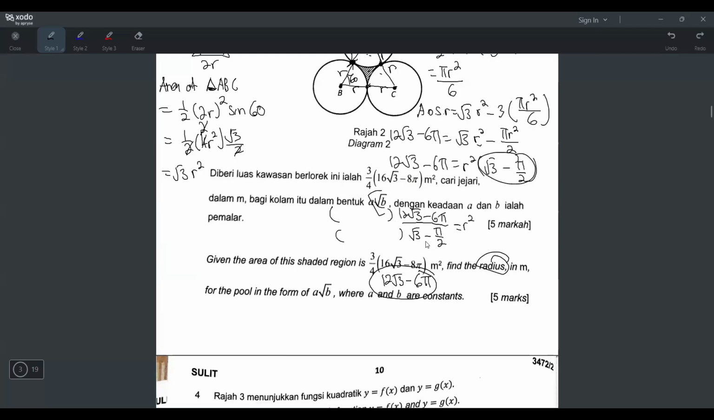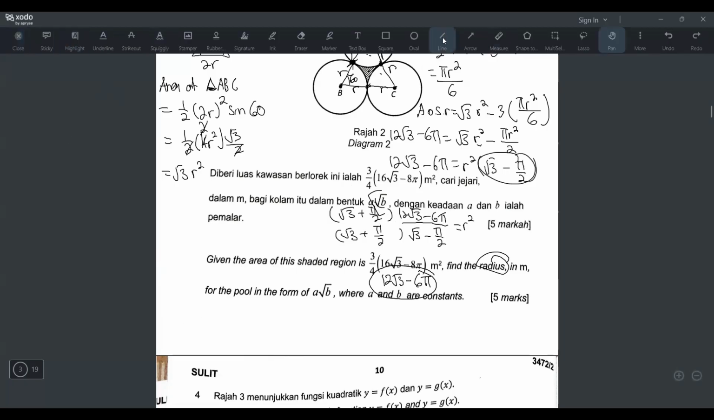So how to remove it? You have to multiply by the conjugate. If the bottom has plus or minus, then the conjugate will be the same thing but opposite sign. So it will be square root 3 plus pi over 2. That's the conjugate. And then the top, we also multiply by the same thing. Alright, so now it's time to multiply. And after I multiply, the square root at the bottom will disappear. Let's take bottom times bottom first. So I will just draw a line here.